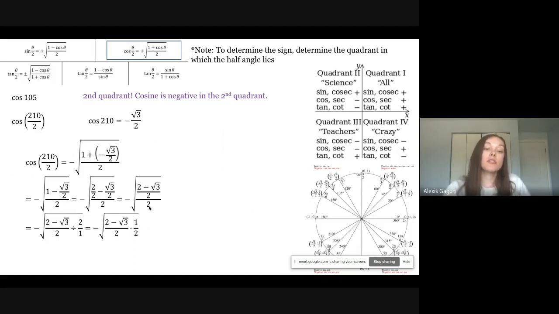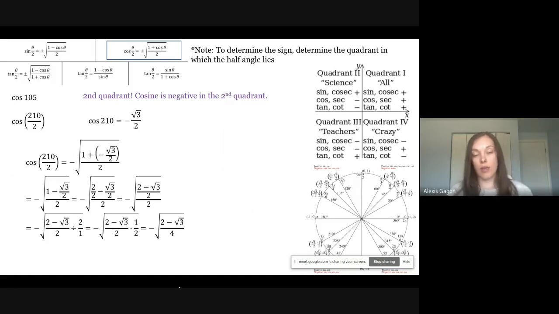So that's the same as multiplying by 1/2, which then 1 times 2 minus the square root of 3 is just 2 minus the square root of 3. And 2 times 2 is 4. So this right here is our final answer. And I know there's a square root inside a square root. That's okay. Just leave it like that.